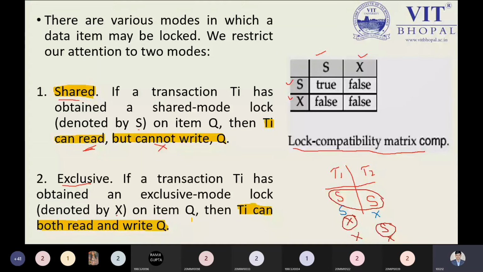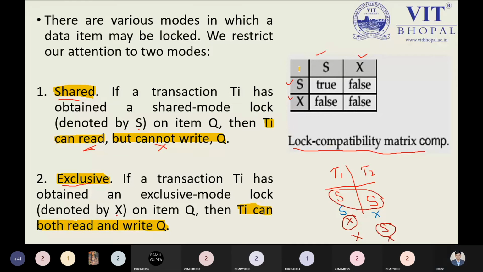And this is coming to our exclusive mode. It is mandatory to understand this point right now, when we have to deal with the various numerical kind of questions. So this is the point we have to keep in mind, that is known as the lock compatibility matrix. Okay, so this is a lock compatibility matrix computation.